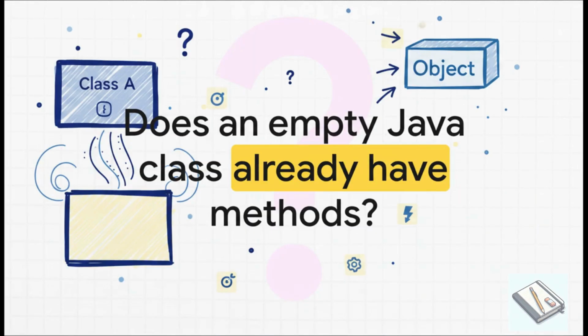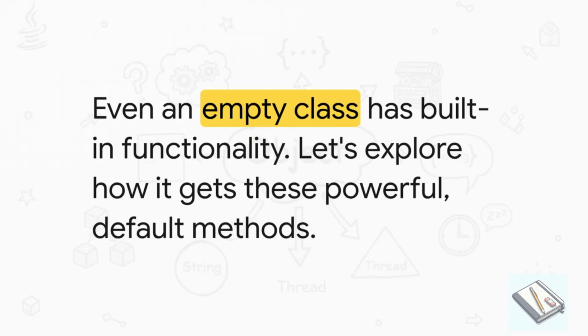It's a pretty wild thought, isn't it? You can write a class in Java that is completely, totally empty. But somehow, it's not really empty. It's already got functionality baked right in. How is that possible? Where do those methods come from? Well, that's exactly what we're going to figure out.